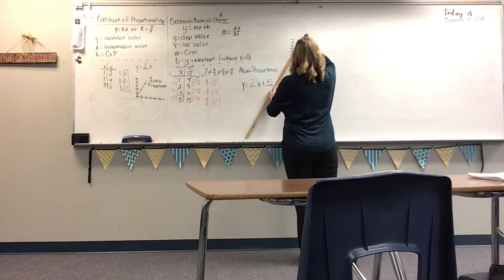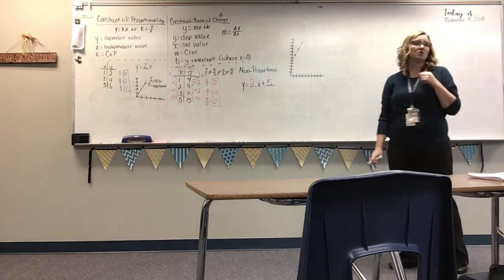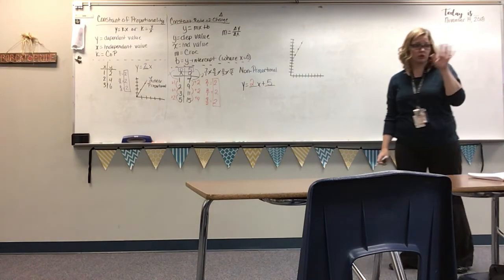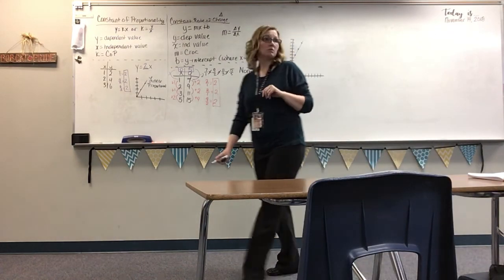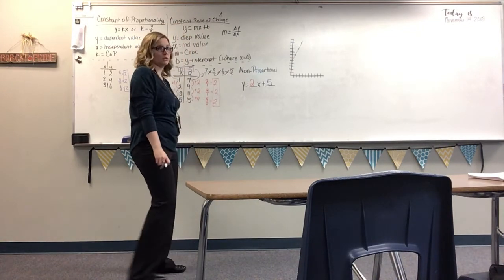Wait, how many splits are there? There's 4 total on the table. You need to have at least 2 to graph a line. As long as you have 2, you're good. I just did 12. Yeah, but you can do however you want to.